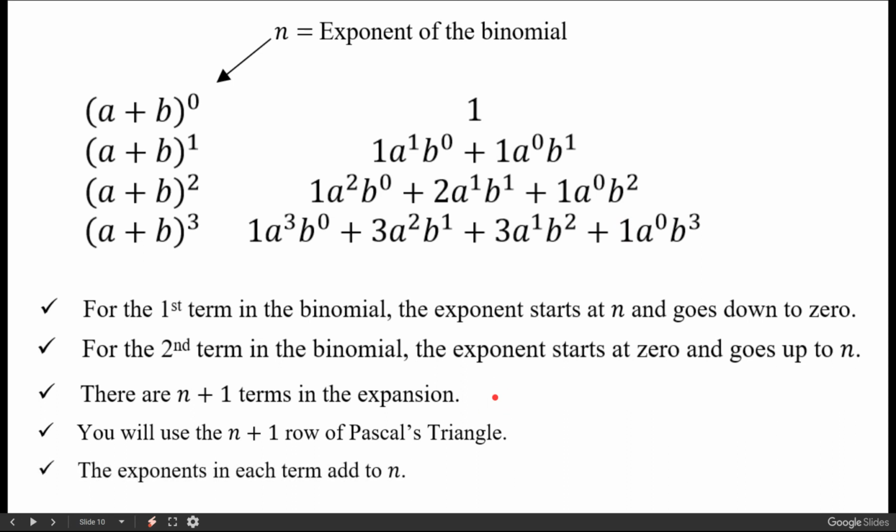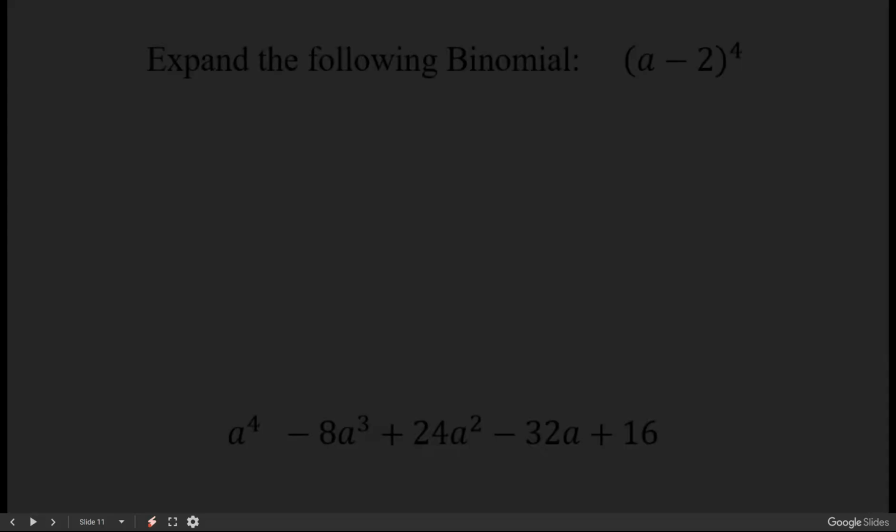And lastly, it's helpful to notice that the exponents in each term always add up to n. So if n is 3, 3 plus 0 is 3, 2 plus 1 is 3, 1 plus 2 is 3, and 0 plus 3 is 3. That's just a nice way to check yourself as you work through this.